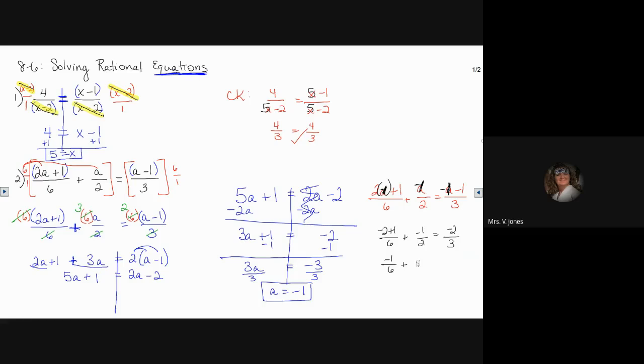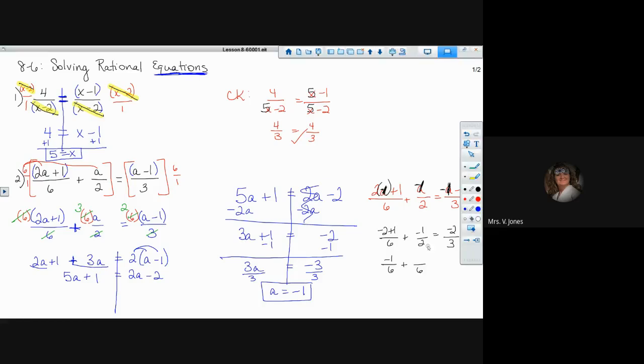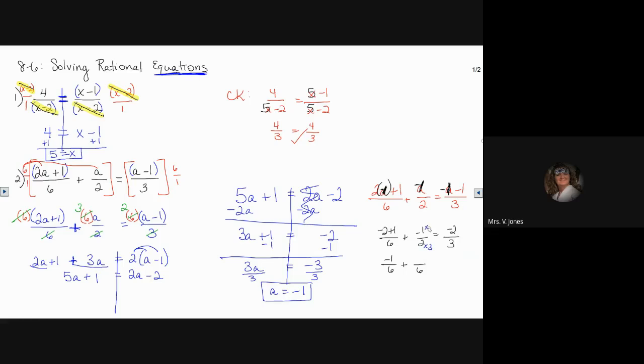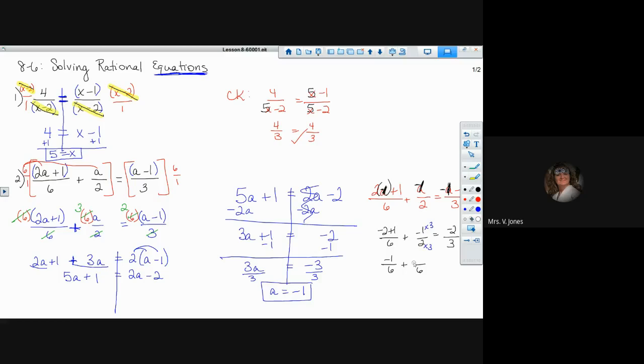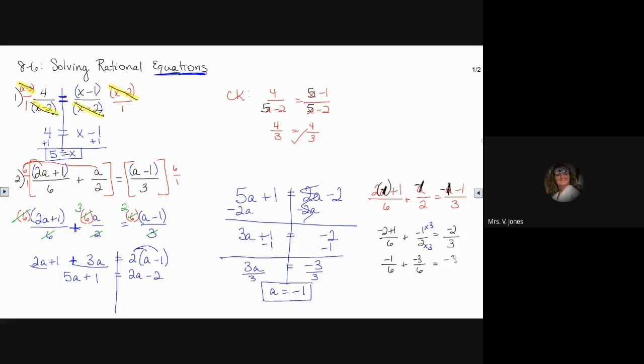If I'm going to add these together, I need them to have the same denominator. So I'm going to multiply the bottom by 3, which means I have to multiply the top by 3. So the top will be a negative 3. The right side, there's nothing for me to do right now. On the left, since the denominators are the same, I'll keep it. Negative 1 plus negative 3 is negative 4. And negative 4 over 6 simplifies to negative 2/3, because if you divide top and bottom by 2, you get that. So it checks out.